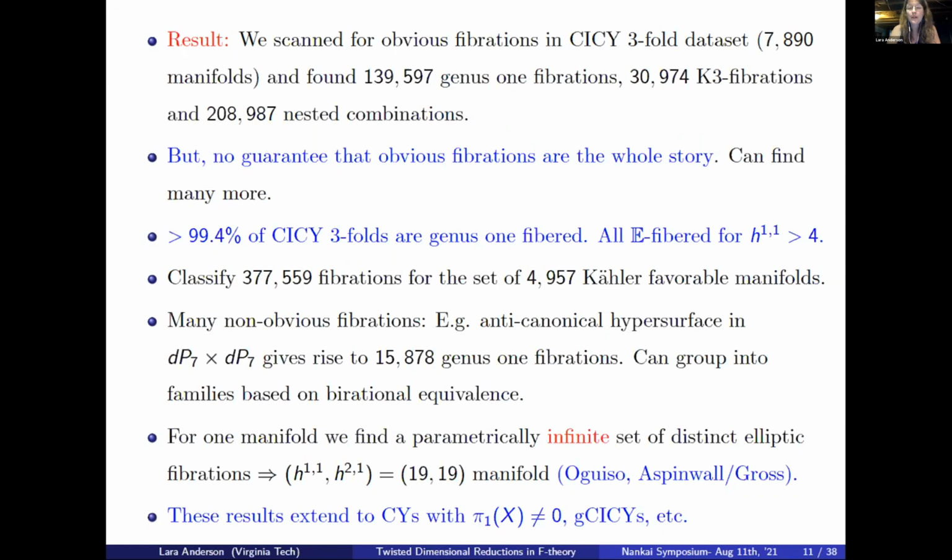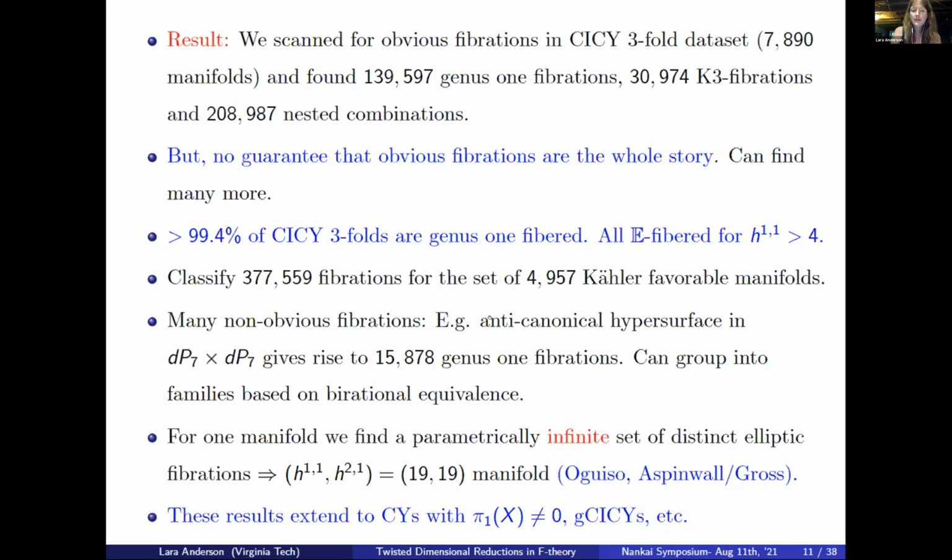So with my collaborators, a number of years ago, we scanned for obvious fibrations in the Calabi-Yau threefold data set, and we found hundreds of thousands of them. However, there's no guarantee that that was all of them. So we devised algorithms to exhaustively search for all of them using criteria due to Oguiso and Wilson. And what we find is that, as mentioned before, 99.4% of all Calabi-Yau threefolds are manifestly genus 1 fibered.